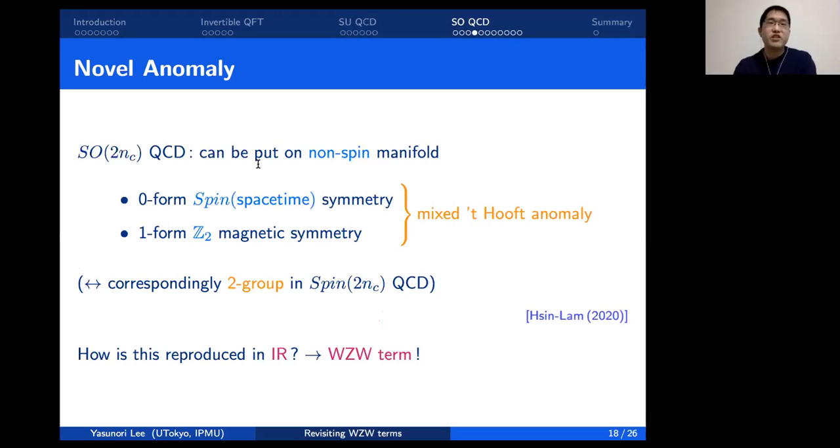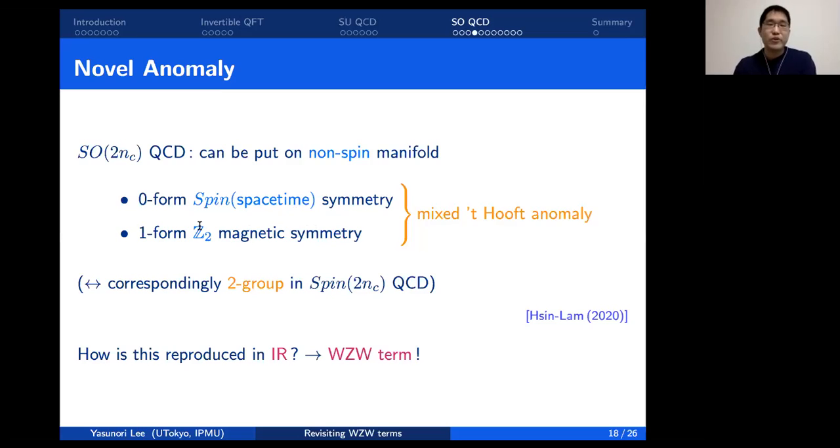Of course, this does not come for free, and it gives rise to a mixed 't Hooft anomaly between two symmetries of the theory. One is the ordinary zero-form spacetime spin symmetry, and the other is the Z2 one-form magnetic symmetry, which I will also explain later. So when we put the theory on a non-spin manifold, an attempt to gauge both of these symmetries fails, because the theory cannot be made gauge invariant.